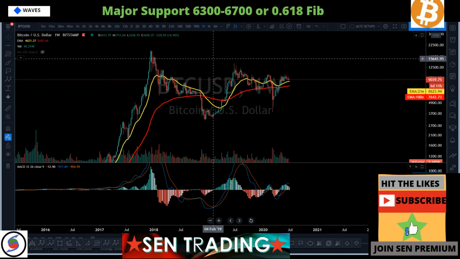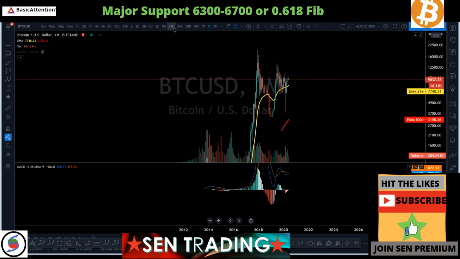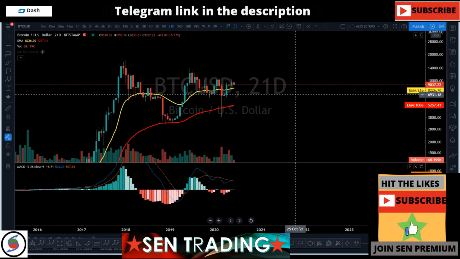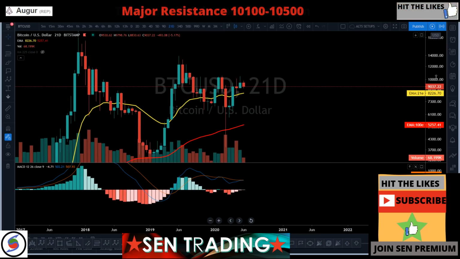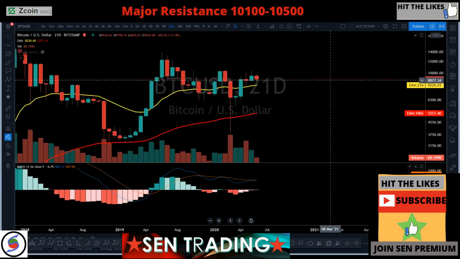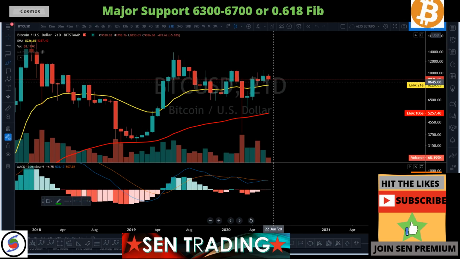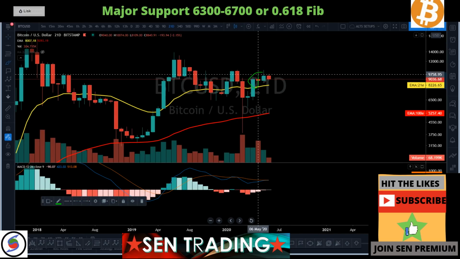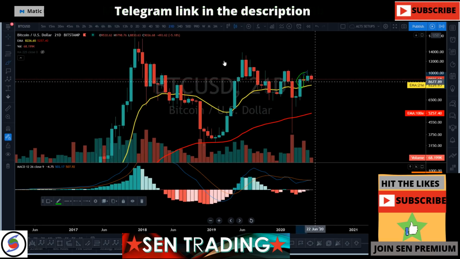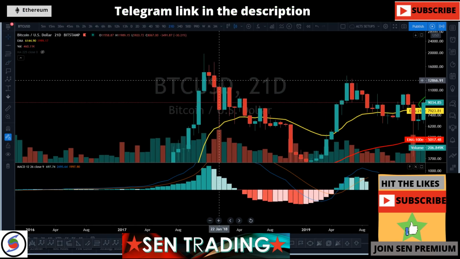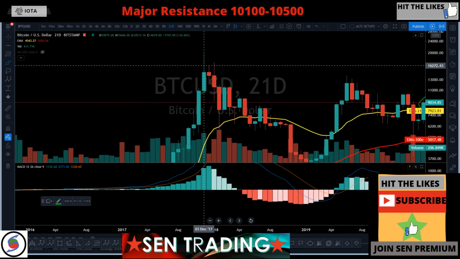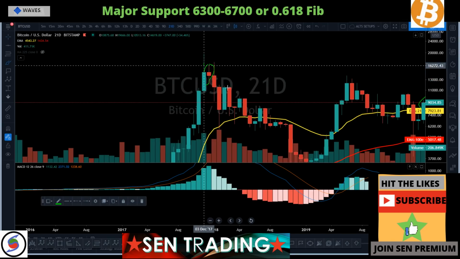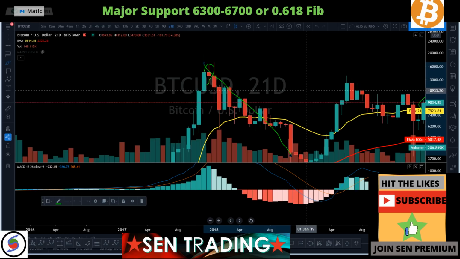So now let's take a look at the 21-day chart. The 21-day chart, I said it multiple times, I'm giving you guys another setup, another bearish setup. I said it 3 weeks ago, we got a spinning top. That's very bearish. When you go back to 2018, 2017, we got a spinning top also. So what did we do? We dropped all the way down. We dropped 80% after that.